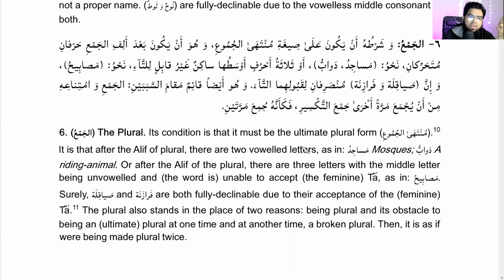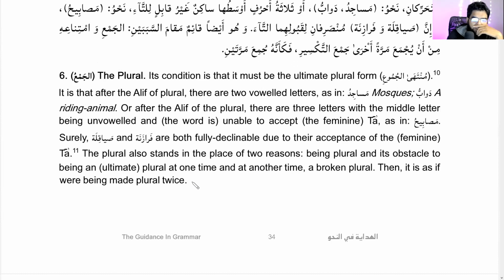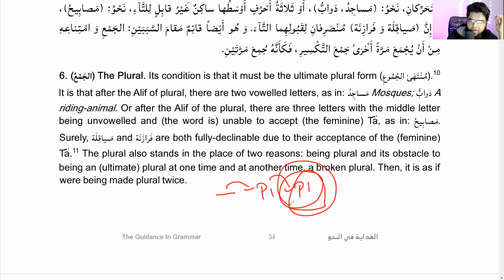So there are words in Arabic where a plural can be made into plural, right? Like jamu qilla, jamu kathra, like that. So this muntahal jumur cannot be made plural into more, right? It cannot be made plural more. So this is just one strong reason for making it a diptote. So it is as if كأنه جميع مرتين, as if it has been made plural twice. So it's as if, you know, there's a word and then plural and then another plural. So it's at the end of the spectrum of plurals. Okay, so that is one of the reasons.